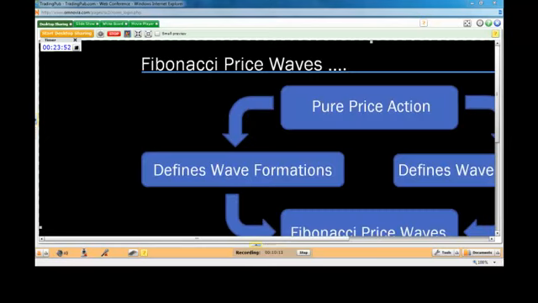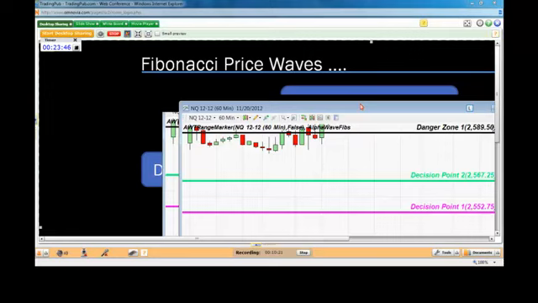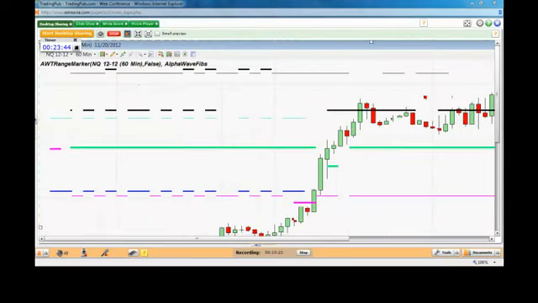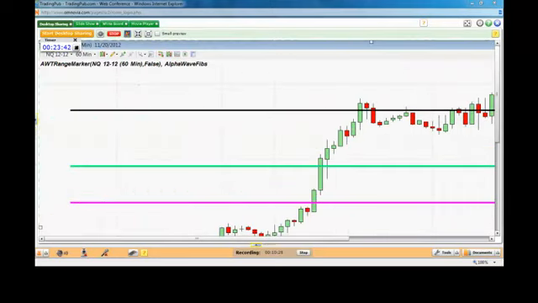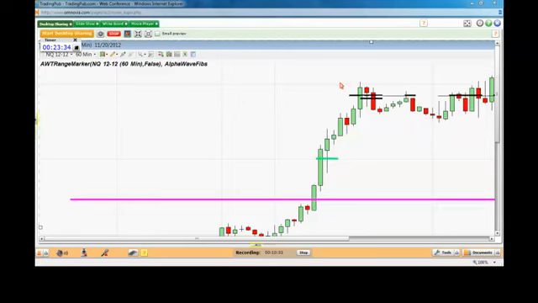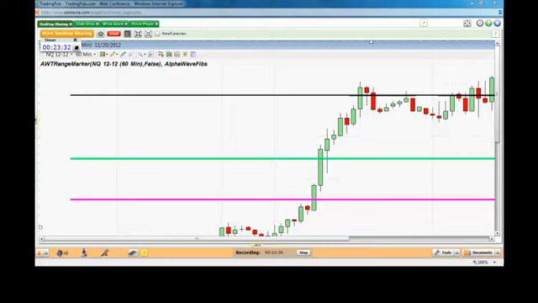Pure price action defines wave formation. Pure price action tells you where trend exhaustion levels will be. For example, Nasdaq 1 hour. All the levels drawn on November 16th pointing to the trend exhaustion level at 2590. What have you seen happening with the trend for the last 12 hours? Trend cannot break through this level.